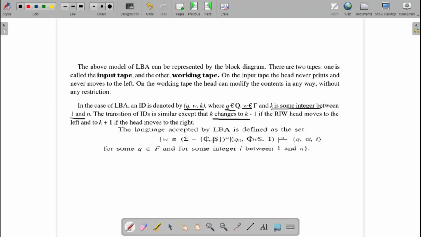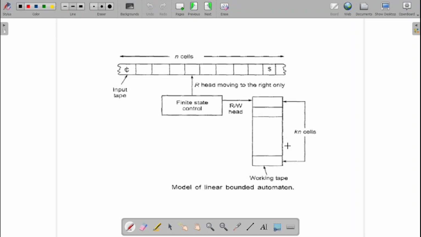The language accepted by the linear bounded automaton is defined in this way: w belongs to (Σ minus {¢, $})*. This means your input should have a single copy of ¢ and the dollar, and your string should be present within these two. Fine. And we start with length 1 and keep on continuing this. When we end at qi and qi belongs to the accepting states, then we say it is accepted, or else it is rejected.